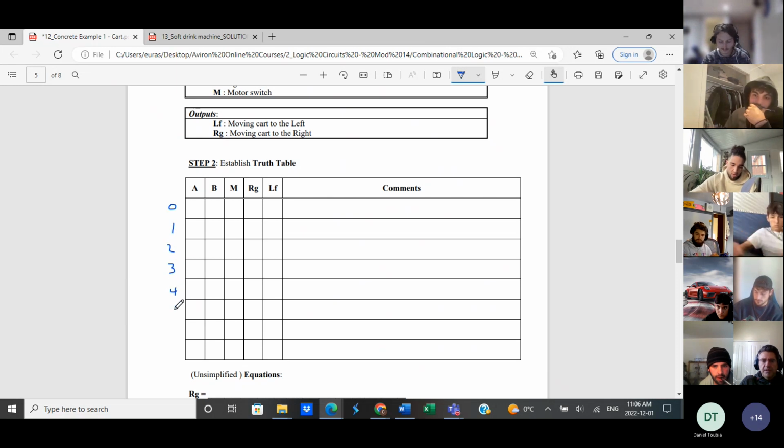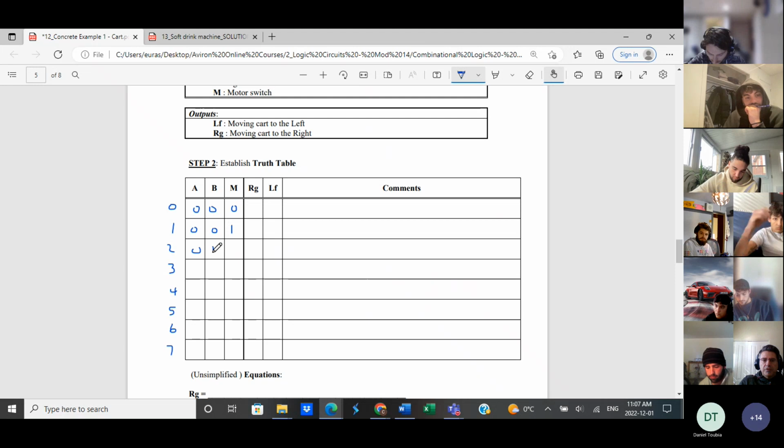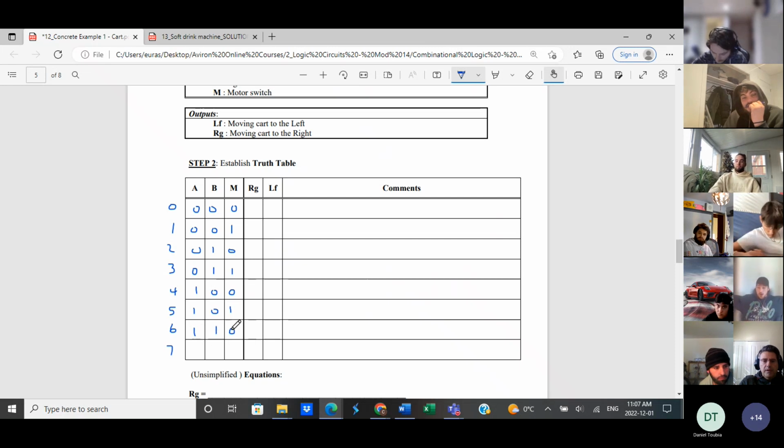So I'm just going to number this here, 5, 6, and 7. And then remember that a 0 in binary is 0, 0, 0, a 1 in binary is 0, 0, 1, followed by 0, 1, 0. So that's a 2. This is a 3. This is a 4. This is a 5. This is a 6. And this is a 7.